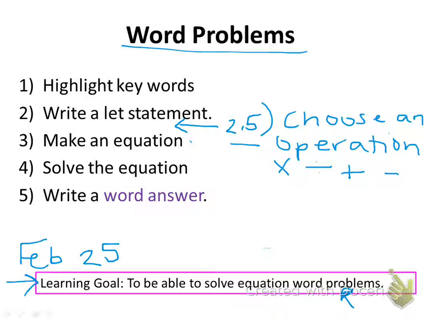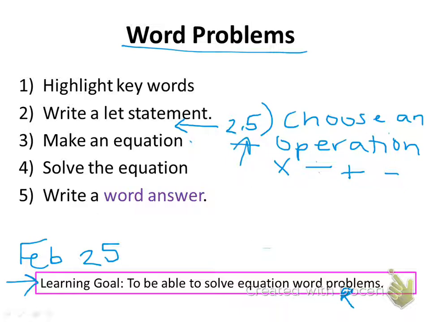Alright, let's get started. For solving word problems, I gave you a video note with 5 steps, but I'm going to include a 6th step in there. The 6th step is to choose an operation, and I wrote it right here as step 2.5. You need to write this down in between 2 and 3.